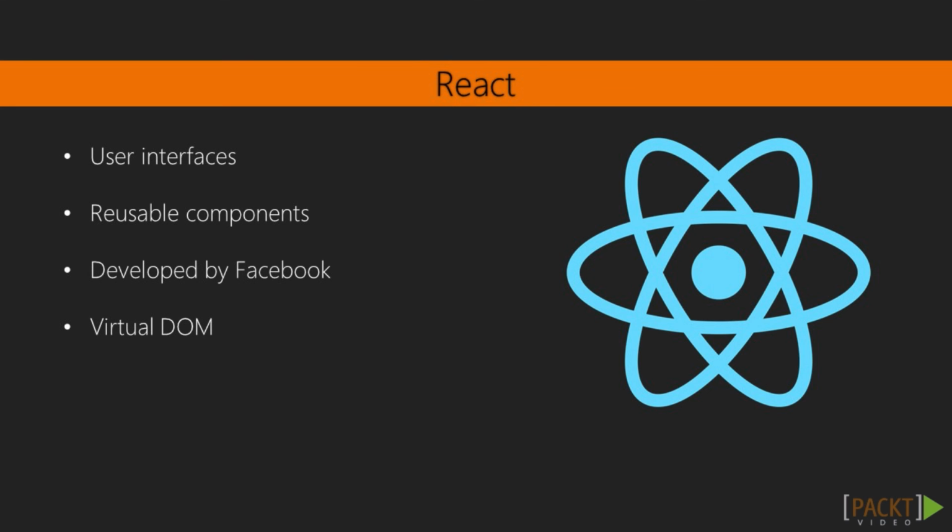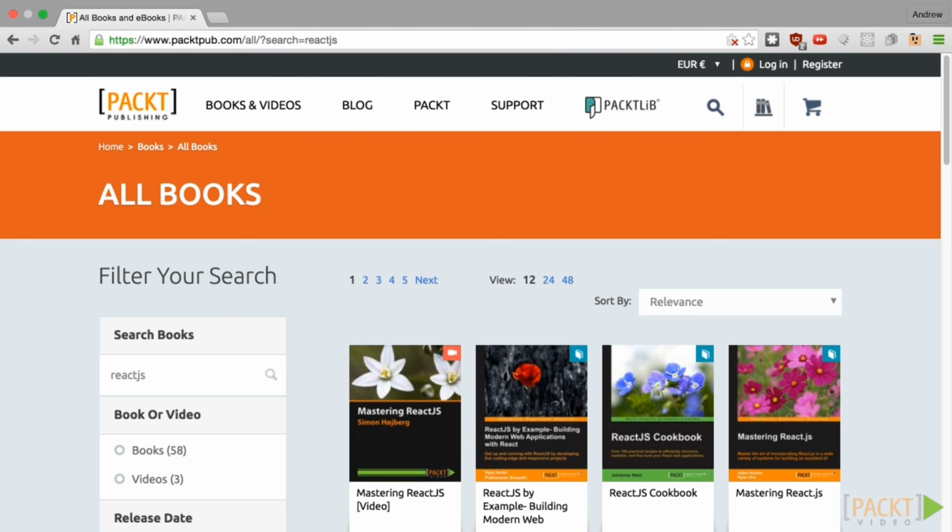To make an isomorphic application, you could use React. React is a JavaScript library for building user interfaces. It is used to create reusable front-end components. React is developed by Facebook. It uses the virtual DOM to make only a single change on the DOM, making it much faster. React is too big of a topic to fit in a few minutes. If you want to learn more about React, check the material provided by Packt Publishing.